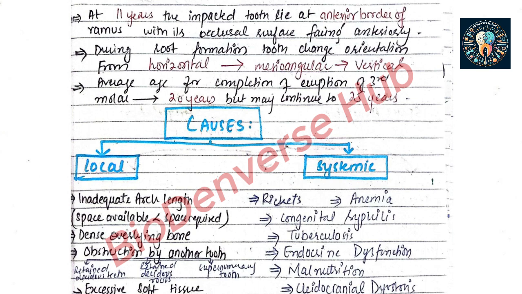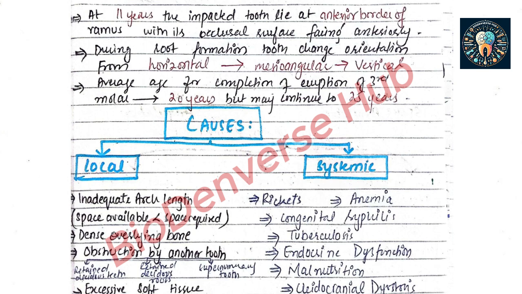So this was briefly an explanation about the timing of eruption of the molars and also about the change of orientation that occurs. Now any abnormalities that occur during this change of orientation will lead to impaction at different angulations. So we will first be discussing the causes for the impaction of these teeth. In the causes, we have the local causes and the systemic causes as well.